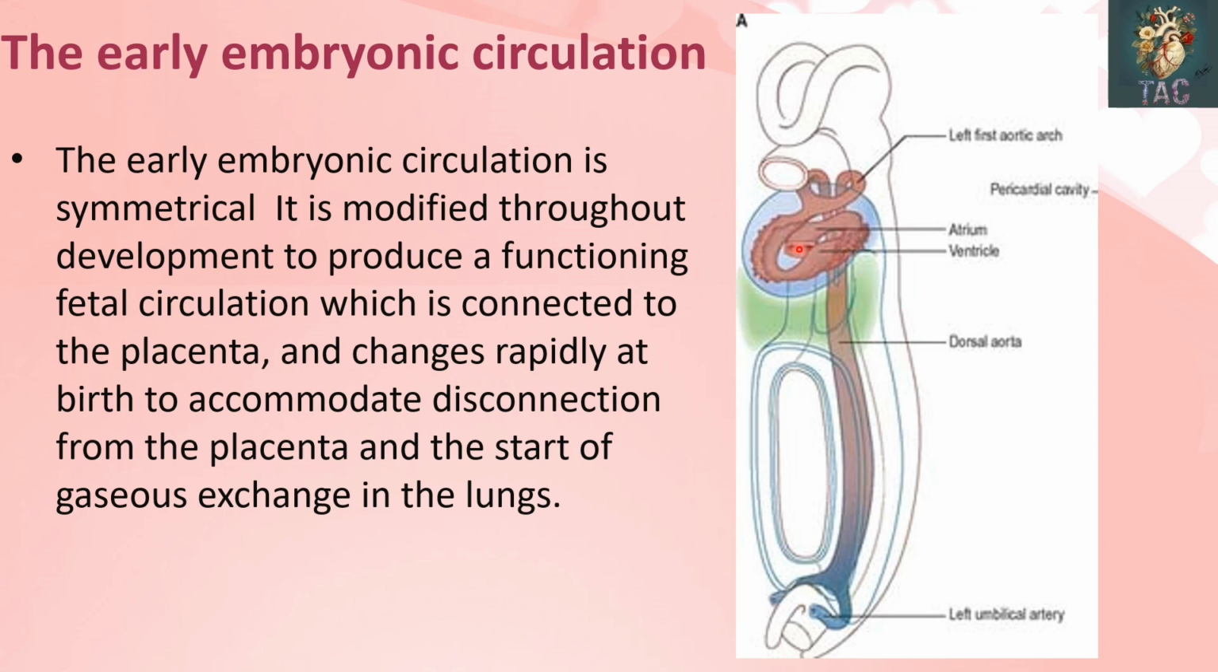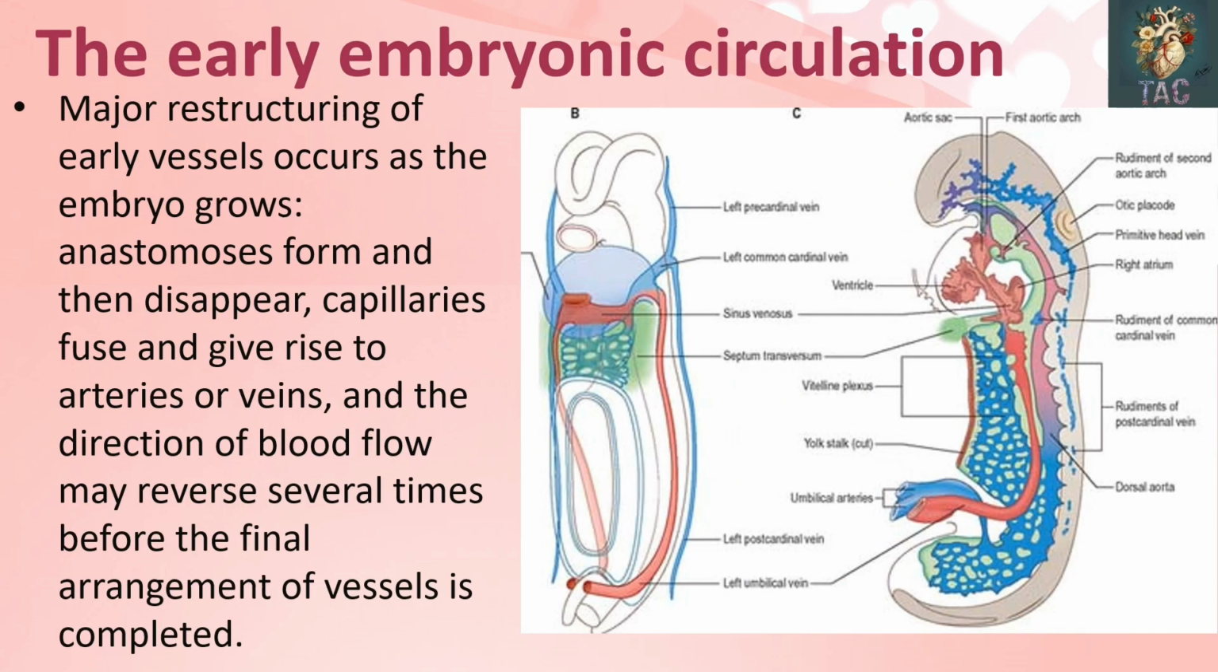So in this diagram you can see the developing heart, and these are the aortic arches and the dorsal aorta which are forming, and the umbilical arteries. So this was the initial embryonic circulation which was symmetrical and which later modifies for the functioning of the fetal circulation, so that after birth, gaseous exchange takes place in the lungs. In early embryonic circulation, major restructuring of early vessels occurs as the embryo grows.